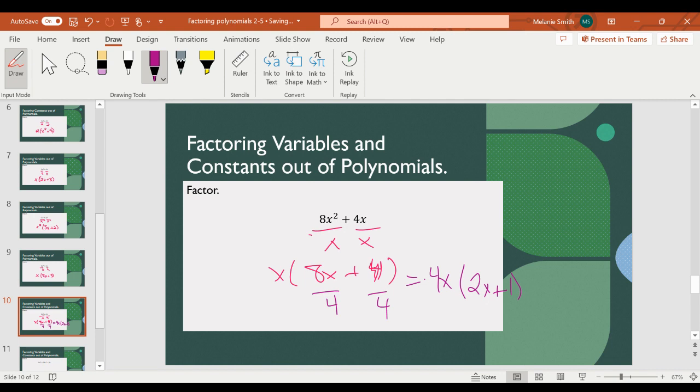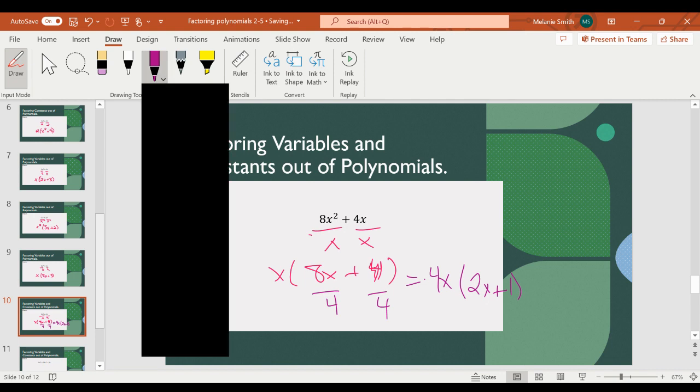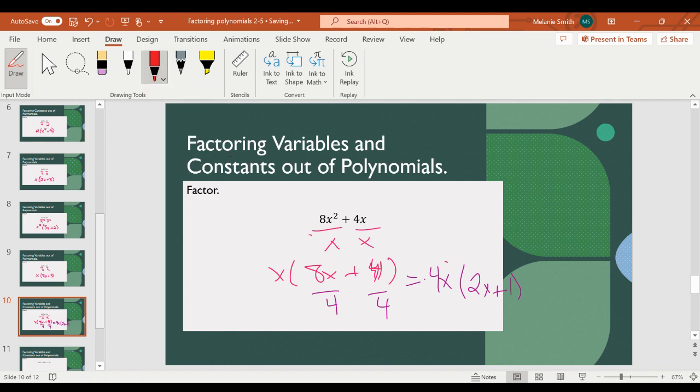So if I were to redistribute that 4x, I would get 8x squared. If I did 4x times 2x, I would get 8x squared. And if I did 4x times 1, I would get plus 4x. So those are my 2 factors, 4x and 2x plus 1.